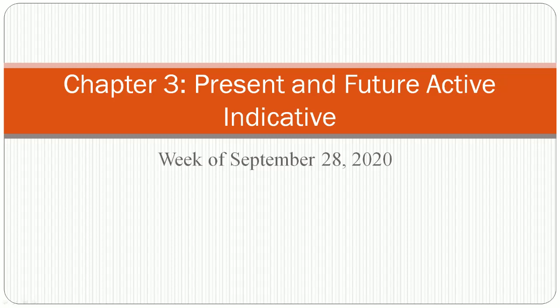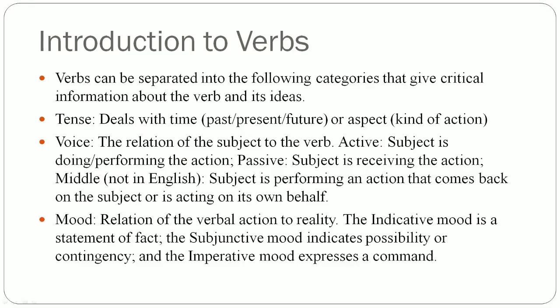Now, what on earth does this mean? Well, let's get into it. Verbs can be separated into the following categories. There are about 5 categories that each verb can be taken apart. We call it parsing. Basically, you take a Greek verb form and you piece out all of the information that the form gives you. And so here are some of the categories that you'll need to be thinking about.